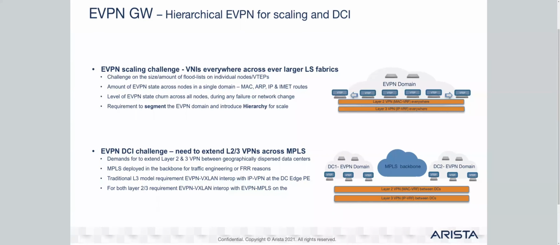So what we'll talk about as well is how we can provide that any server anywhere model, but in a way where we introduce hierarchy into the design to allow you to scale better, therefore reducing the flood domains and the number of routes and state churn happening within your EVPN domain. Doing all that, so scaling better, but still retaining the capability to do layer 2 and layer 3 stretch within that domain.